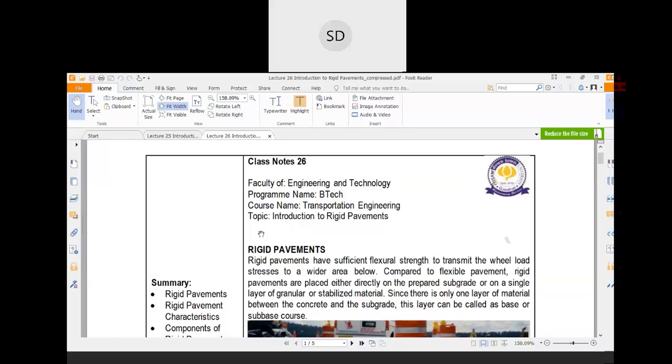Therefore, it will not deform against the load. Now, if any higher loading is applied over the rigid pavement, and if any deformation is caused because of the higher loading, in that case that deformation cannot be reverted. So basically that is the basic difference between the flexible pavement and rigid pavement.